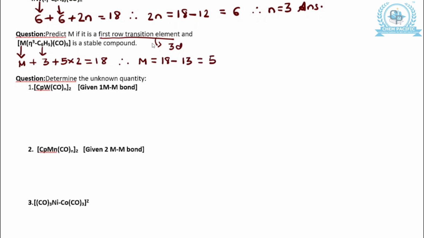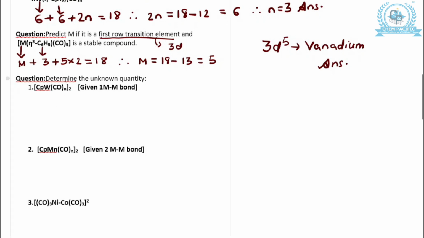So, what first row transition element kya hoga? To maine kaha ki first row transition matlab 3D series, kyunki transition matlab which is having partial fill d orbital, and first row matlab first row ka principal quantum number 3 hota hai. To overall iske electronic configuration kya ho jayega? 3d5. Aur wo kiska hai? Wo hai vanadium. This is the answer. Very good question.